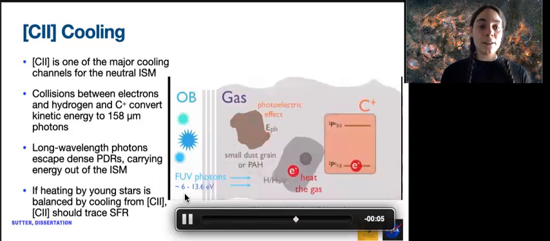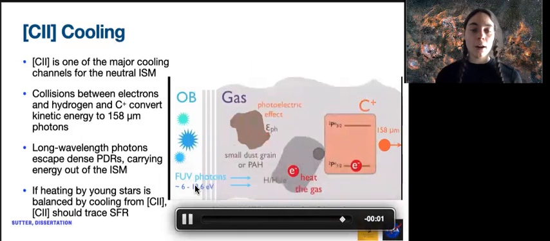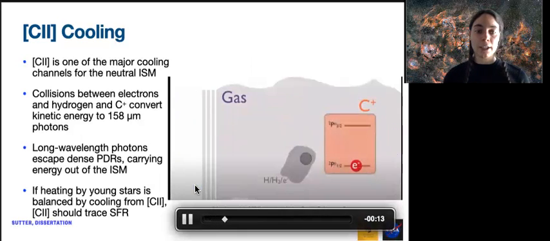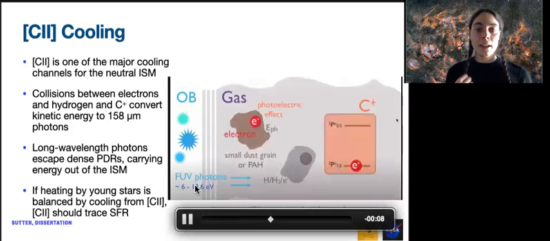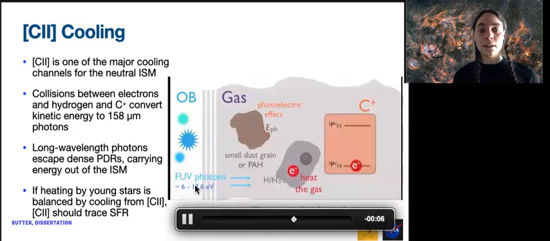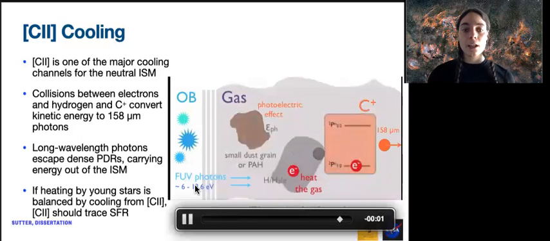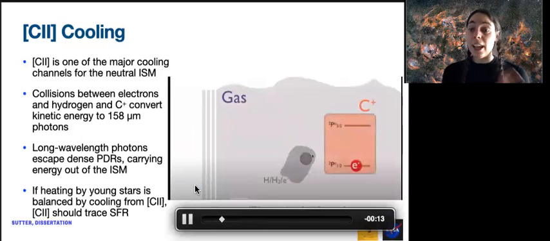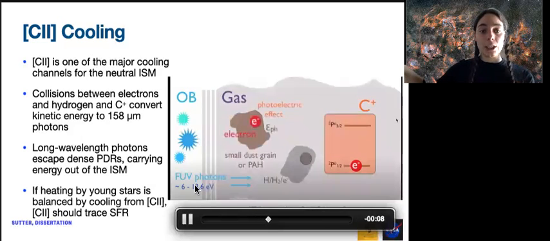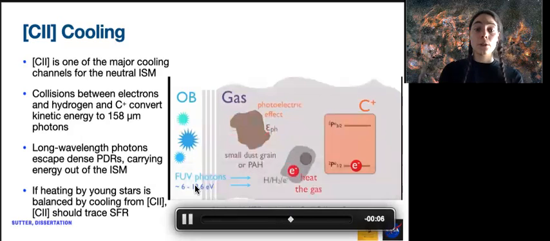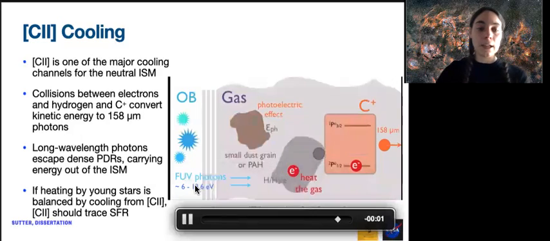But as young stars heat up our gas, put out a lot of high energy ultraviolet radiation, that will cause electrons to be ejected from grains, that will heat up the gas, cause collisions that eventually might bump into singly ionized carbon, exciting the 158 micron line. Which can then take kinetic energy and carry it out of the ISM through radiation. So carbon-2 is cooling down the gas by radiating out this light that doesn't get absorbed by dust.